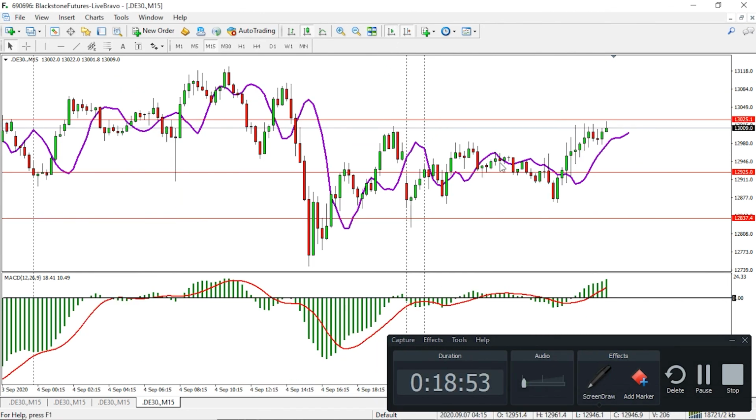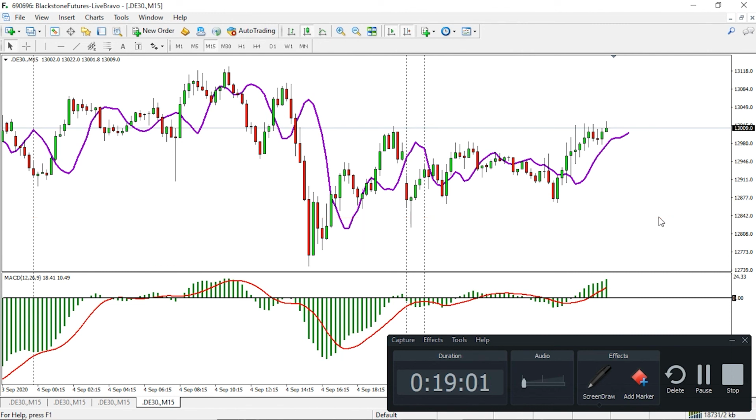A very simple strategy that makes use of 2 pretty simple to understand moving averages. The template is included for you guys, so if you would like to try or utilize this particular strategy, you can use the template so your chart looks identical to the one that you've seen in this strategy.